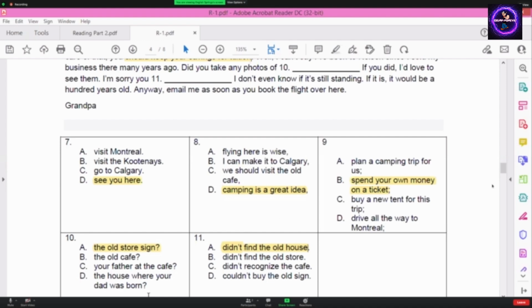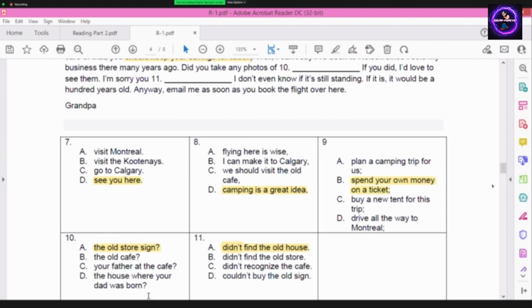So that's not correct actually. Didn't find the old store. The old store was not there. Recognize the cafe? No, he could recognize a cafe, but the cafe does not belong to the grandfather. That will not be 100 years old also. So the store was converted to a cafe. So yeah, it's that. I mean, it didn't find the house. That's what he was feeling bad about. Yes, that's right. So I think this is fine.